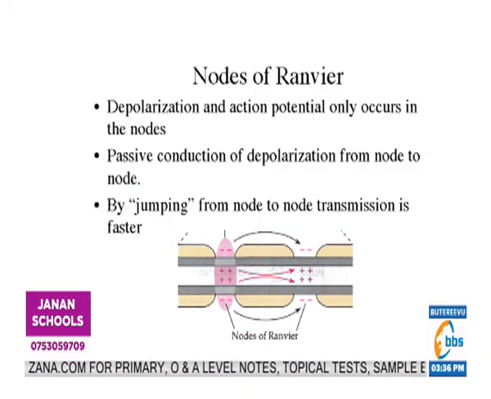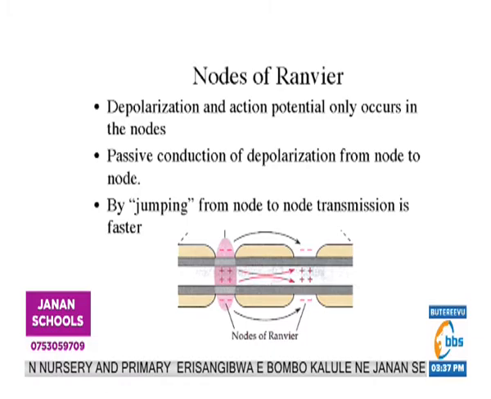So this is how an impulse moves. Remember, our neuron is always myelinated. It is covered by myelin sheath. But there are certain parts on a neuron that are not myelinated. Those are the nodes of Ranvier. So depolarization, or the action potential, or what you call an impulse, only occurs at the nodes of Ranvier, whereby the impulse will jump from one node of Ranvier to another, making transmission faster. So the impulse moves across this neuron.